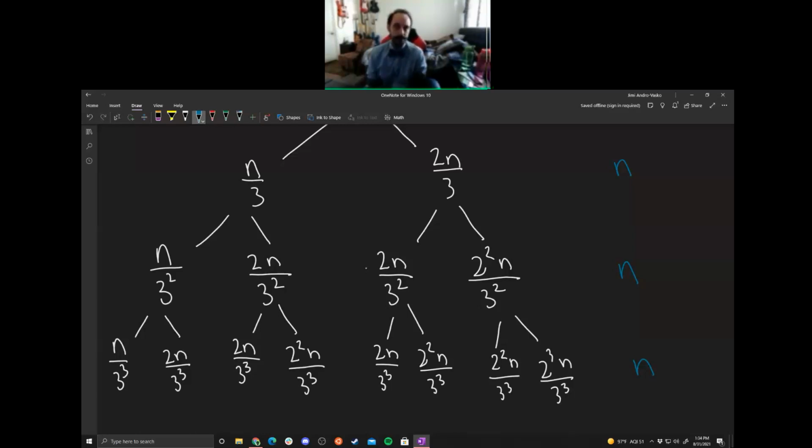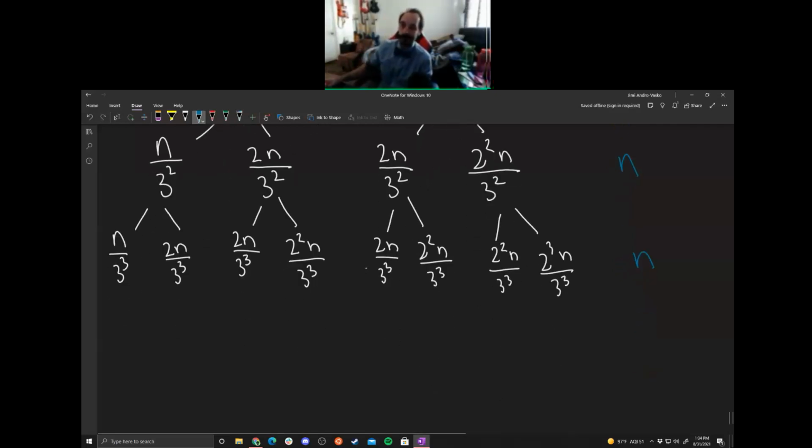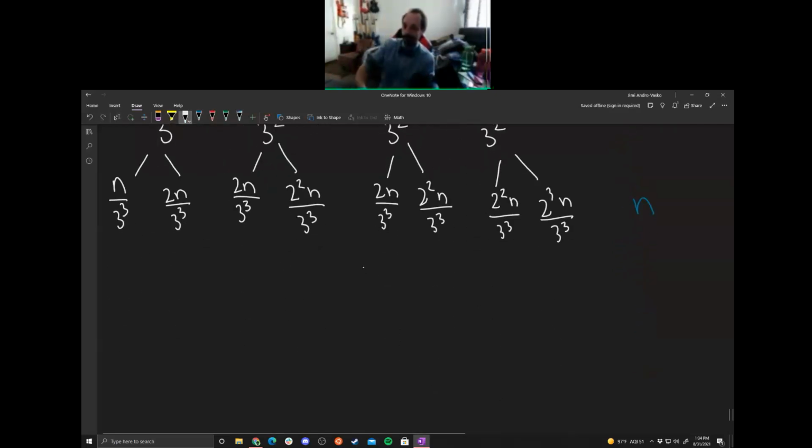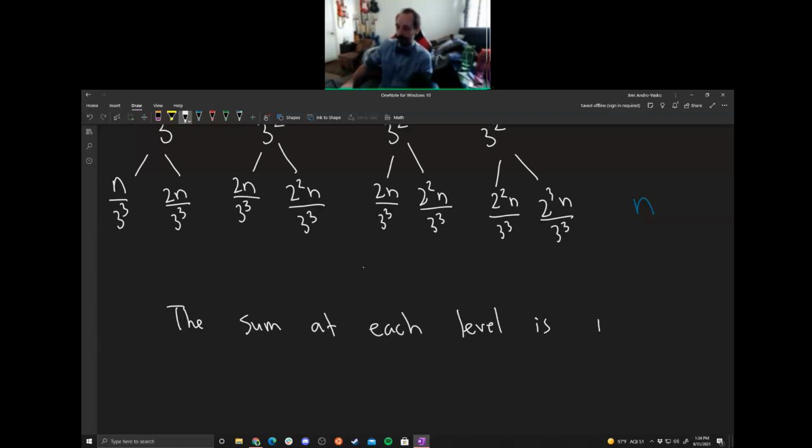Possibly doing this with the expansion method, it would have been not so simple to get a nice conclusive answer like this. So this tree method really made it very easy for us to find this pattern. So we get n every single level. So the sum at each level is going to be n.